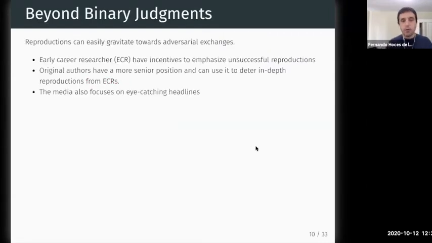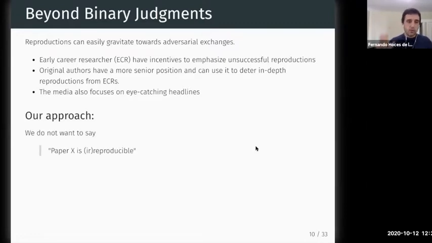The key challenge here is that reproductions tend to gravitate to binary judgments. So early career researchers have incentives to emphasize unsuccessful reproductions, and original authors also have incentives, in their senior position, to deter in-depth reproductions from early career researchers. So the incentives are going in a direction of adversarial engagement. And if you add on top that the media focuses a lot on this does not reproduce and eye-catching headlines, it's a bit of a recipe for an adversarial environment.